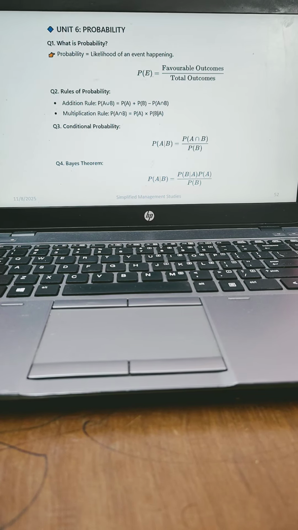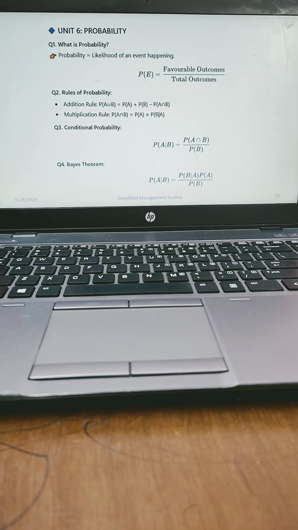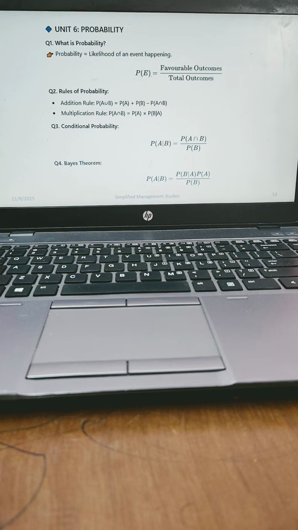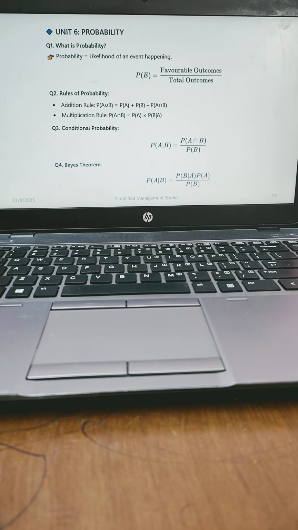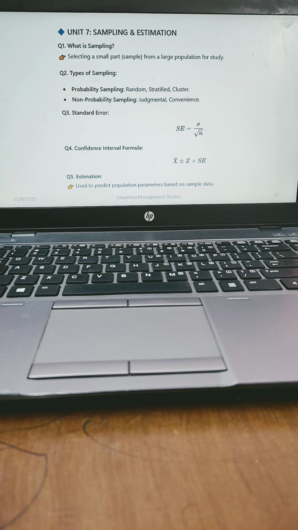Similarly, probability is a very important topic. You will come to know how to calculate the probability and the basic meaning of probability. So what is the meaning of conditional probability and Bayes theorem? These are the most important topics, and you can practice numerical examples also.